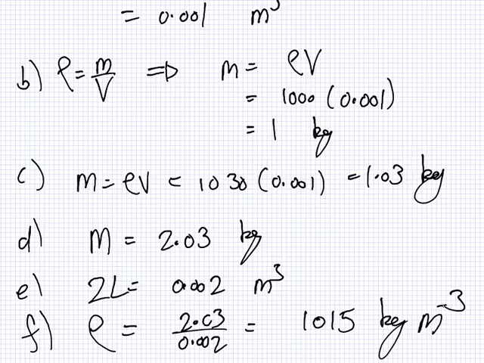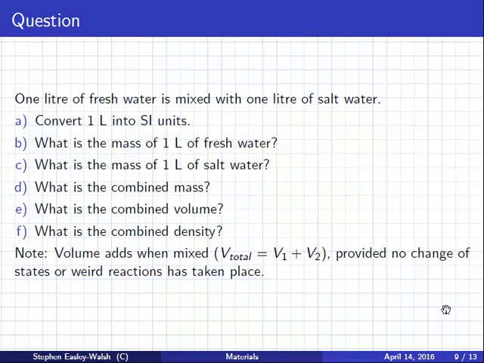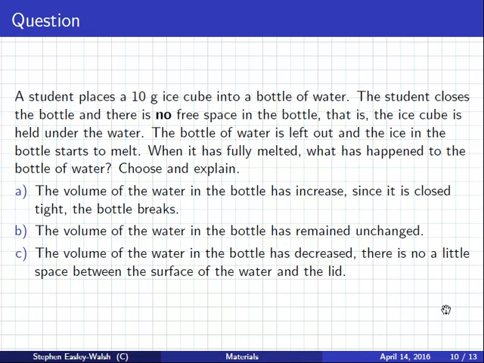Right, this isn't a question to write down, it's one for you to think about. A student places 10 grams of ice into a bottle of water. The student closes the bottle and there's no free space. That is, the ice cube is held under the water. So what you've got is some water, you put some ice into it, it's full to the top, and then you put a lid on it. Can you picture that? Then the bottle is left out and the ice starts to melt. So I want to know, when the ice has melted, what happens?